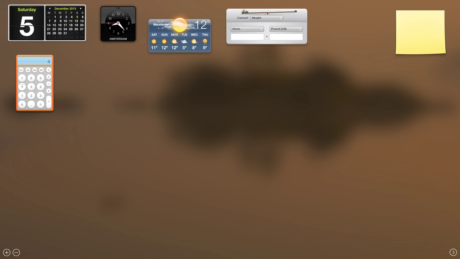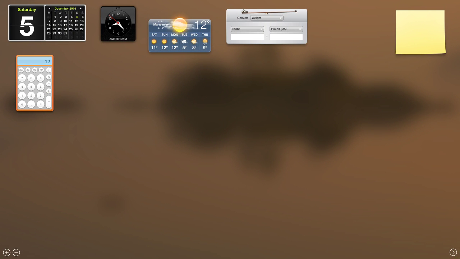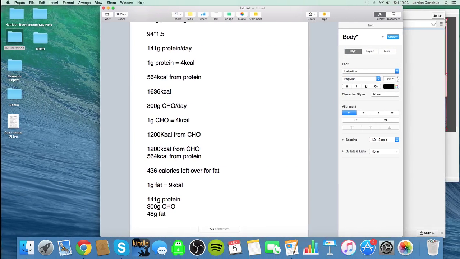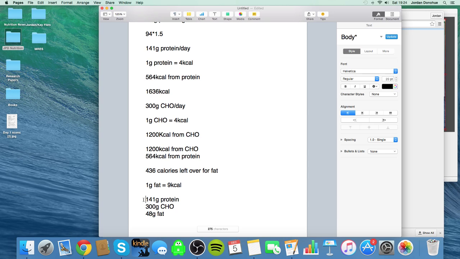So 436 plus 1,200 plus 564 equals 2,200, and that's the number of calories you need to lose weight, and within those calories there are your macros, and that is how you calculate macros.